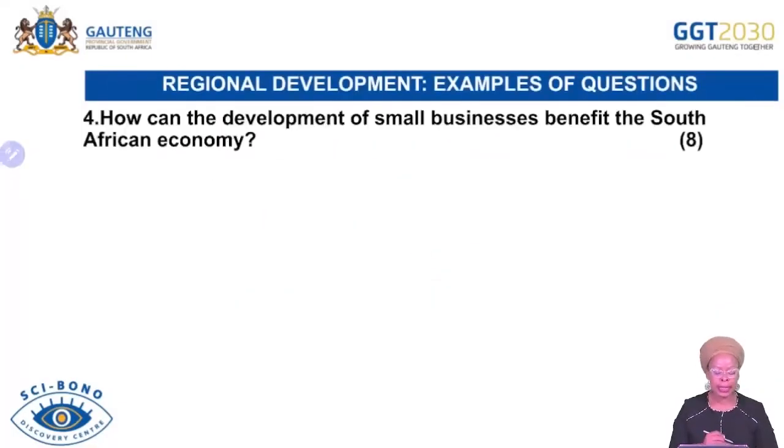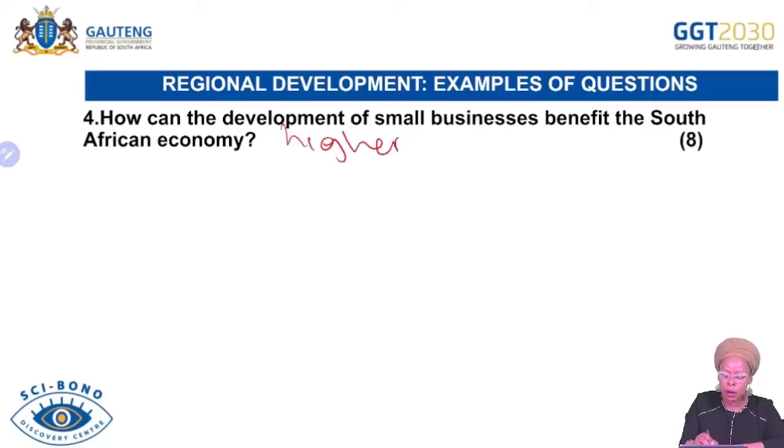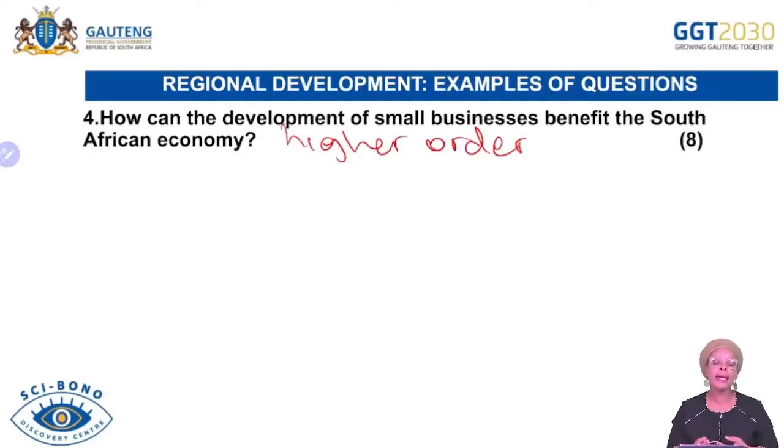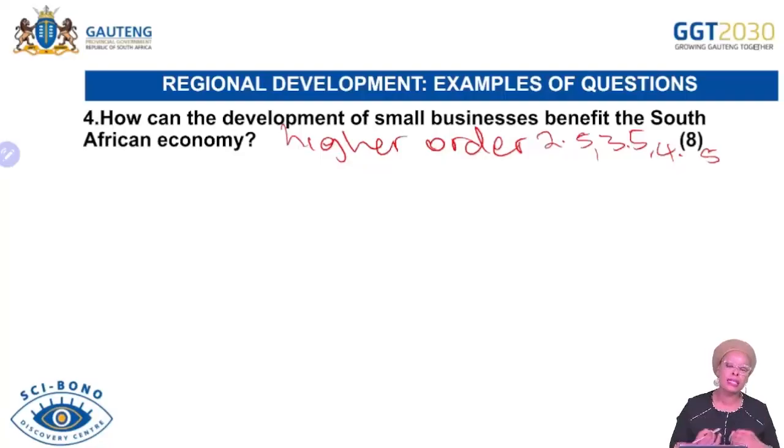Another question. This time it will be a question of a higher order. It's a paragraph question of a higher order, and it will still be found where? In section B. Where do you find this type of question? In 2.5, in 3.5, and in 4.5 of any economics exam paper. The question says, how can the development of small business benefit the South African economy? Why do we really have to develop small businesses? How will this benefit us as a country?